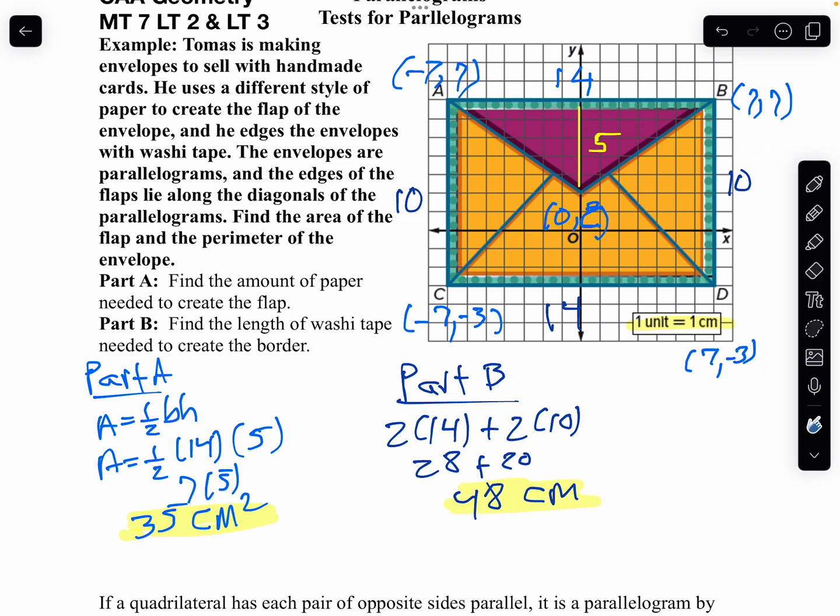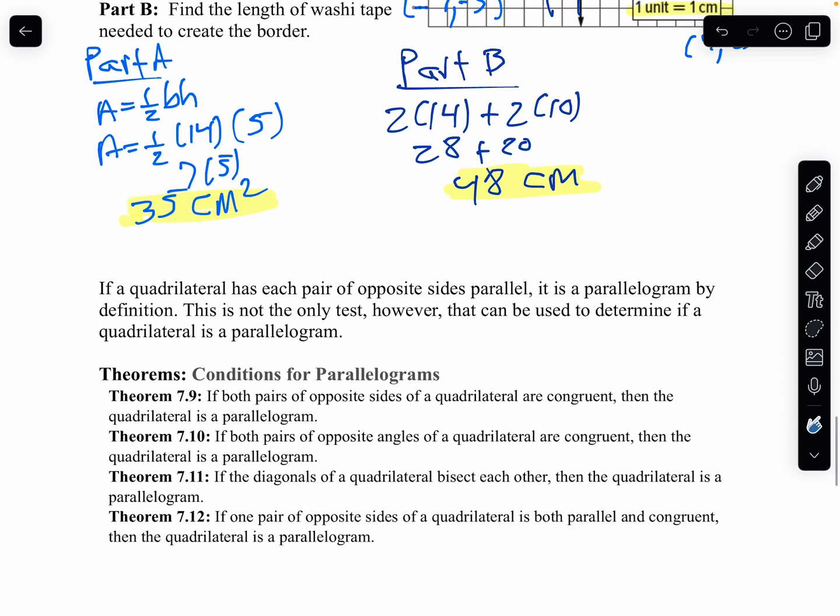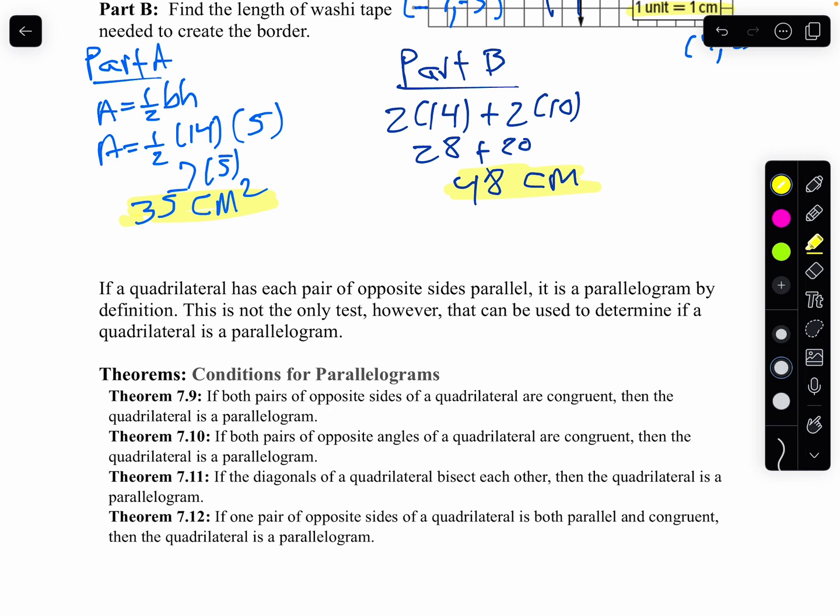Okay, now we're going to go backwards now. If I give you a quadrilateral, how do you tell if it's a parallelogram? Well, obviously, both pairs of opposite sides are parallel. That's the definition. I didn't write that one down because to me that should be common sense.